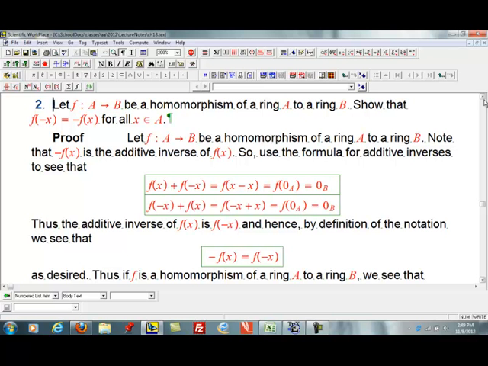Are we working on number 3? You're trying to show you have f takes A to B as a homomorphism. Show that the range of f is a subring of A. I'm sorry, is a subring of B. That's what you're trying to show.